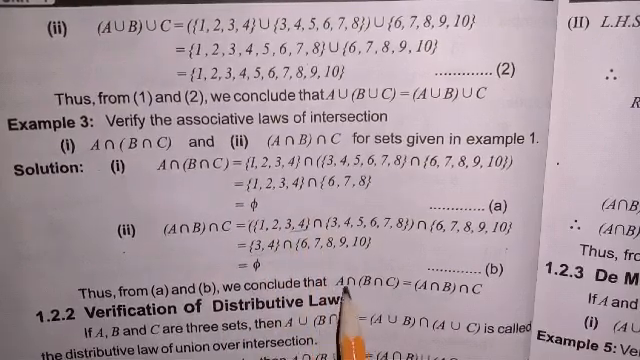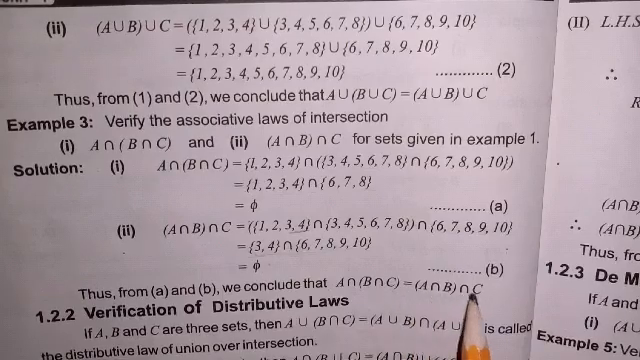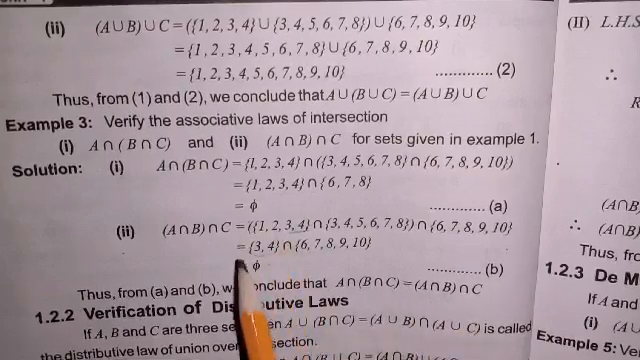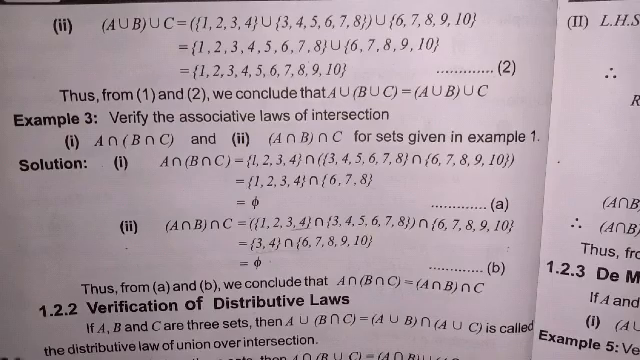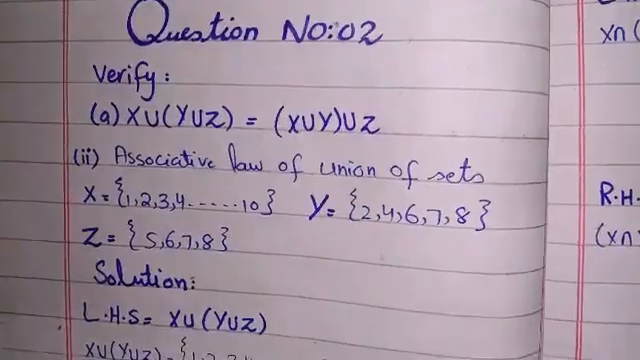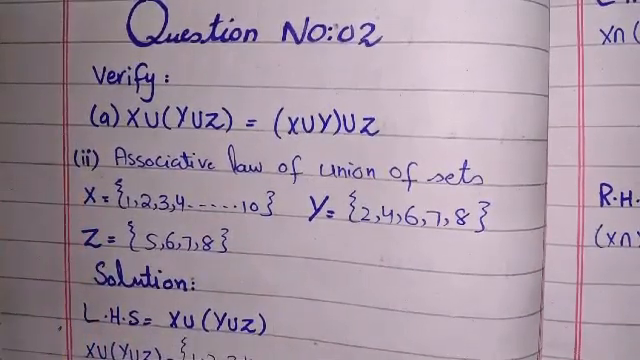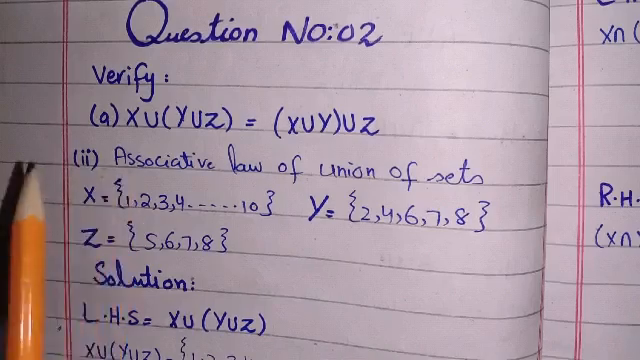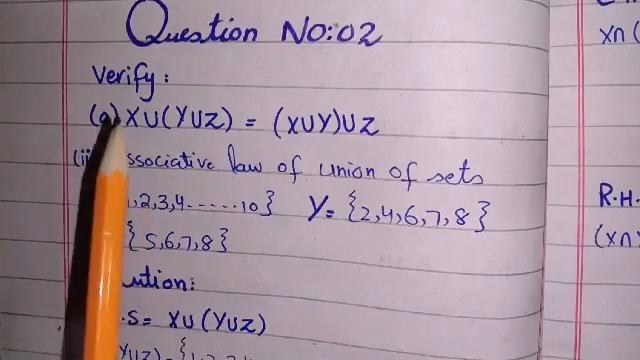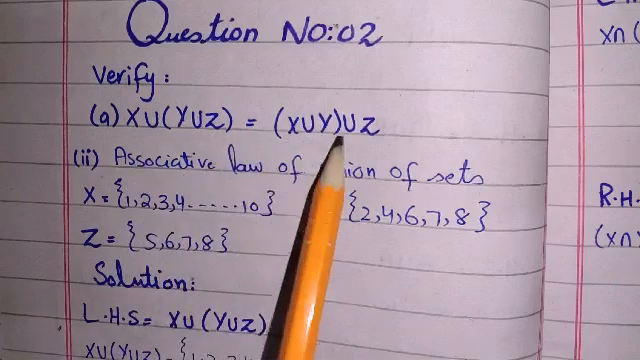Thus from A and B, here is our A and here is our B, we conclude that A intersection (B intersection C) is equal to (A intersection B) intersection C. It means the answers of both sides are the same. Now students, let's move towards our exercise questions. Now students, here is our question number 2. Our statement is verify. In this question, they gave us 2 requirements. We are now talking about our first requirement: X union (Y union Z) is equal to (X union Y) union Z.